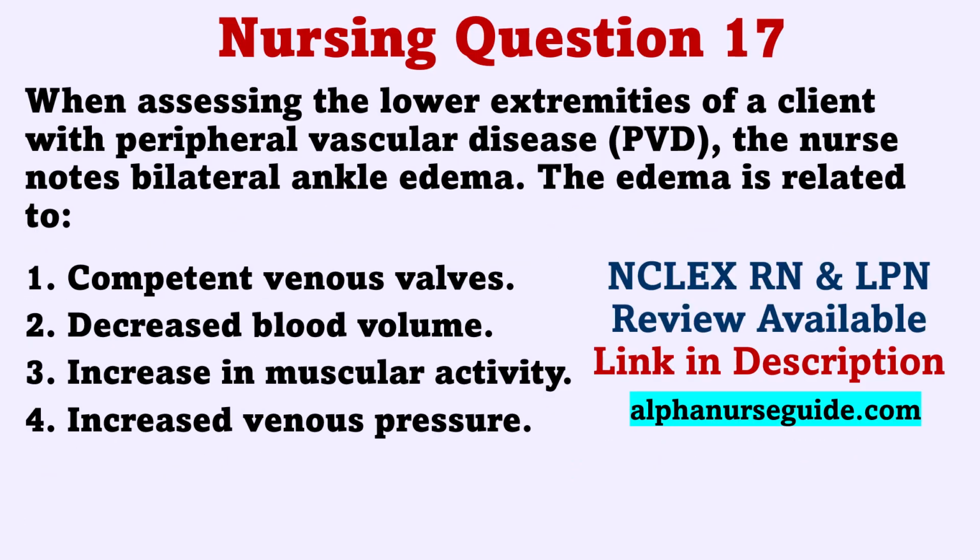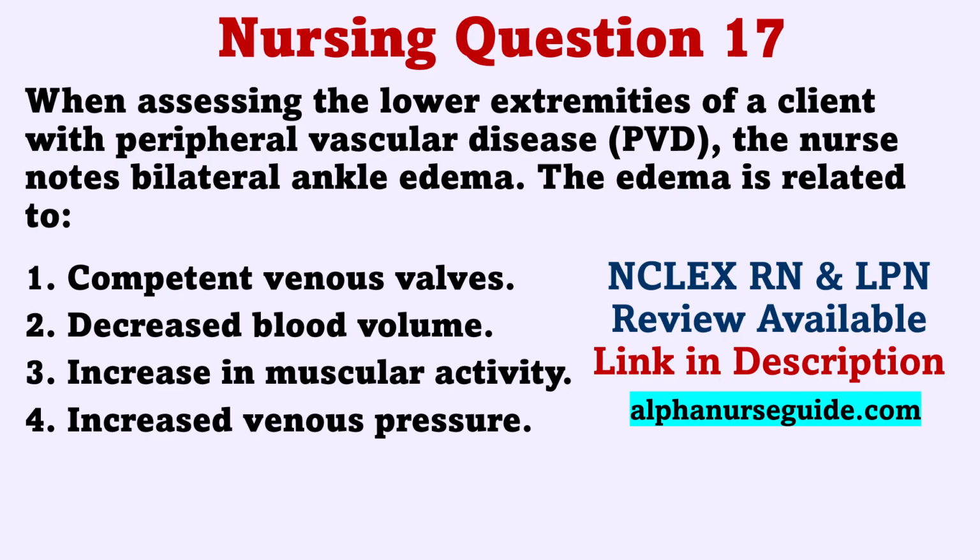When assessing the lower extremities of a client with peripheral vascular disease, the nurse notes bilateral ankle edema. The edema is related to 1. Competent venous valves, 2. Decreased blood volume, 3. Increase in muscular activity, 4. Increased venous pressure. The correct answer is 4.